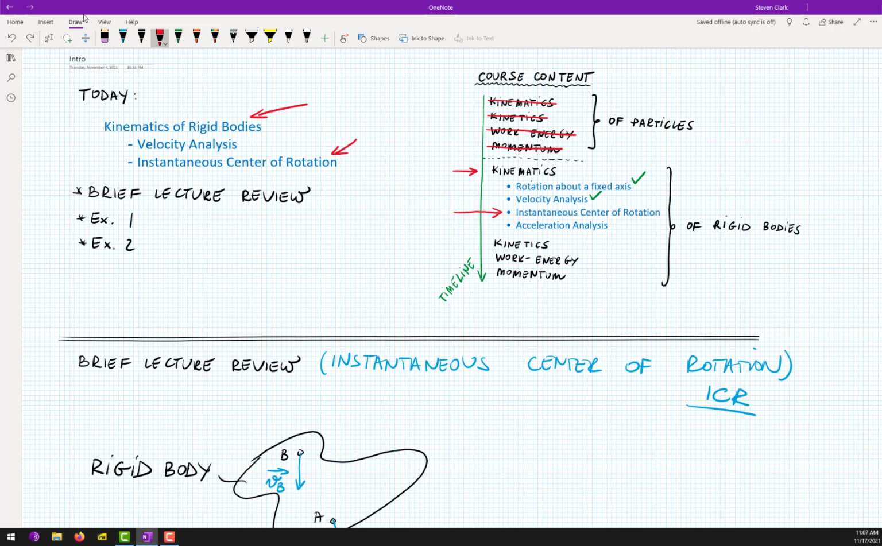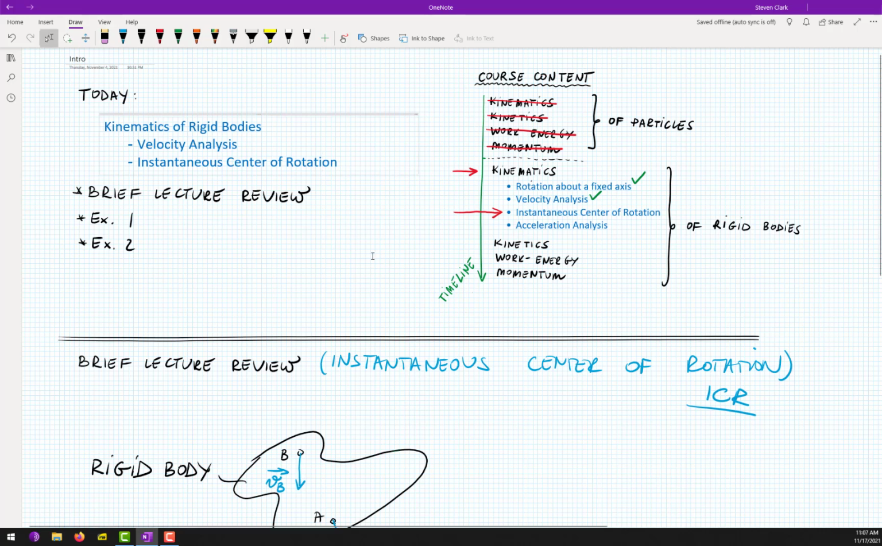So the plan for today is the following. We will do a brief lecture review, and then we will just do example number 1 and example number 2. Without further ado, let's dive straight into our discussion, unless there are questions already. Let's do the brief lecture review.